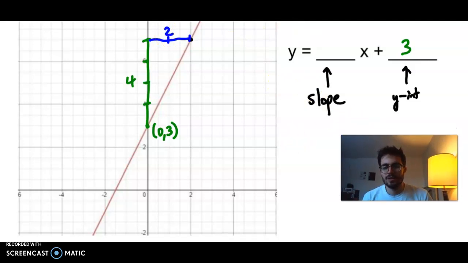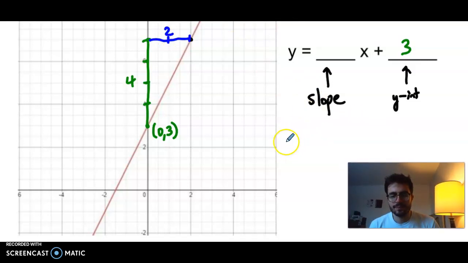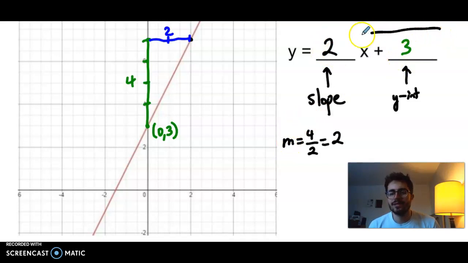So our slope is 4 divided by 2, which is 2. And so now we see what our equation is. It's y equals 2x plus 3.